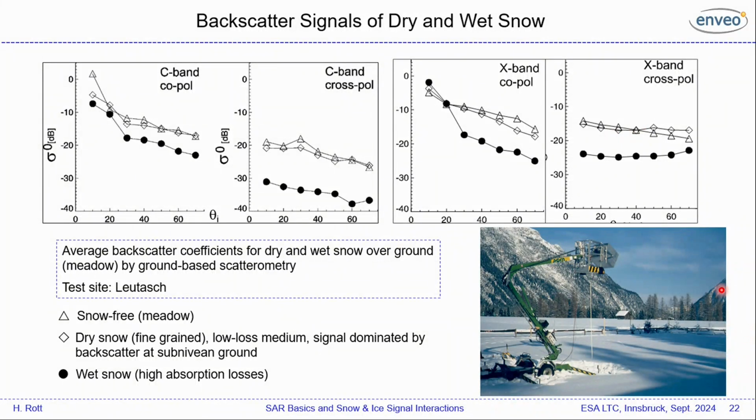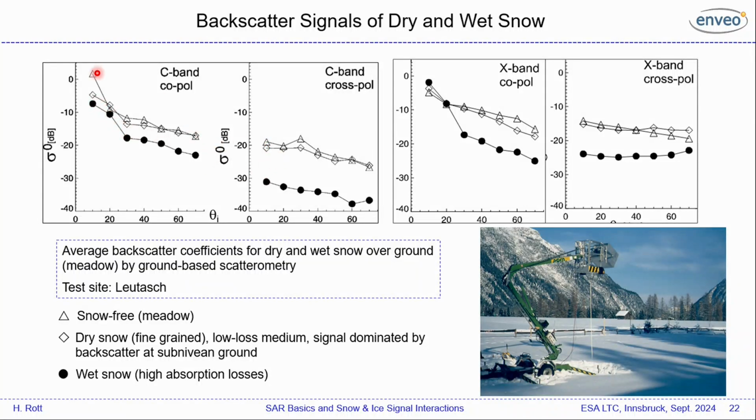Now, these are measurements which we made here also quite some years ago. This is Leutasch near Seefeld, not so far from here. These are mean values over winter and spring. For the snow-free case, which is a meadow, rather smooth, cultivated meadow, these are the triangles. Then dry snow, which is fine-grained, and the dots are wet snow.